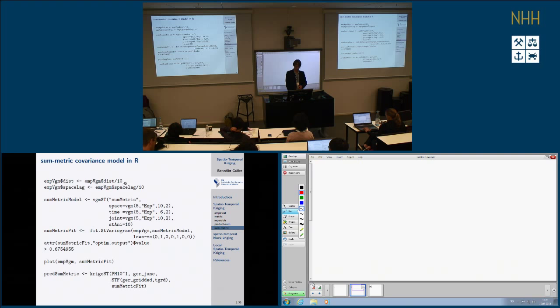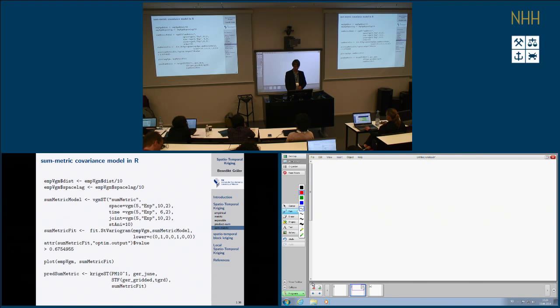Again, this dirty rescaling trick to get the optimization working. We say it's a sum-metric model. We have now space, time, and joint for the metric case. Here we choose all as exponential, but of course you can do all kinds of combinations here, which gives a new degree of freedom of possible combinations and work to inspect those models, to see which one might be the best for your data set. And we have to pass the spatial-temporal anisotropy. Earlier we had 100, but now it's only 10 because we rescaled all distances. That's why we switched from 100 to 10 here.